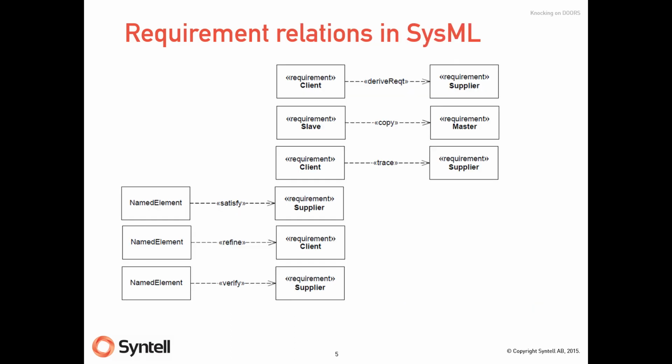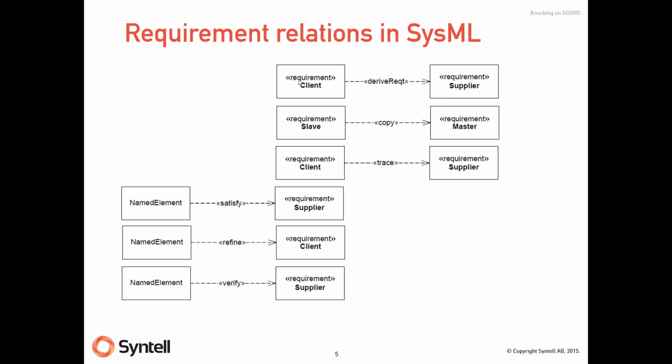Requirements traceability is specified by means of a number of stereotype dependencies. The derived requirement dependency connects a requirement to its background requirement. This could be, for example, a stakeholder requirement, and this could be a system requirement that has been derived from the stakeholder requirement. Or a system requirement and a subsystem requirement derived from the system requirement.